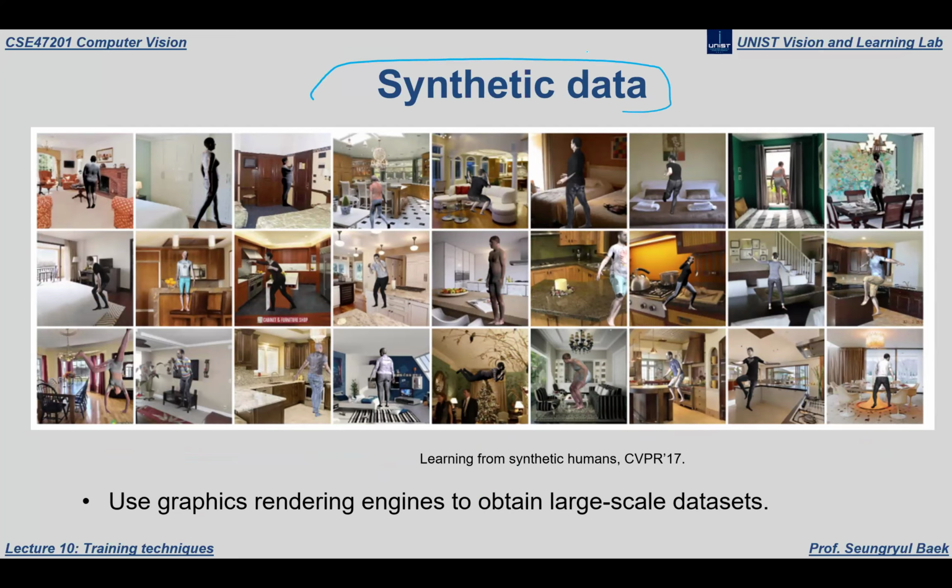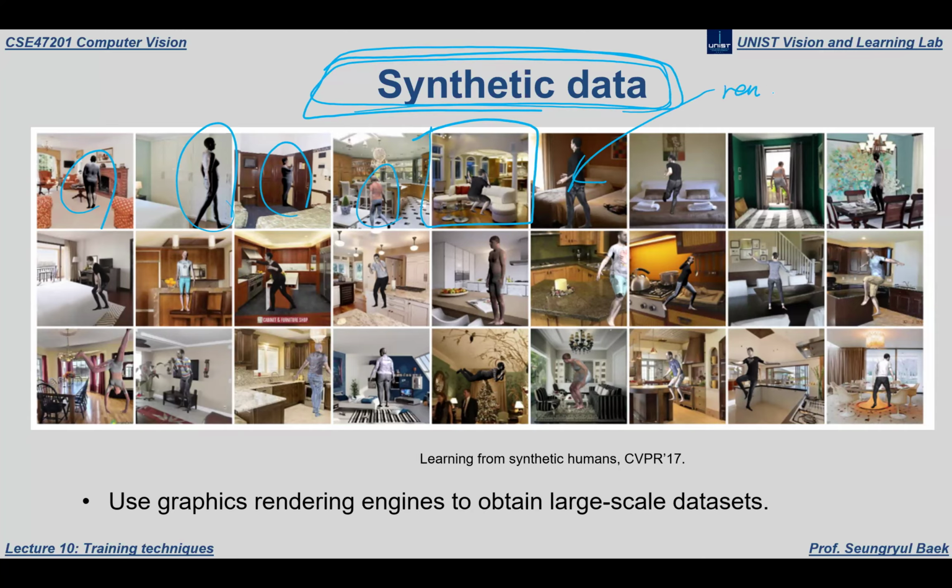Another way in the vision domain to easily augment the data is using synthetic data. This is the last topic, actually. You may see that these persons in the image are not real persons. We are not capturing this photograph by capturing some real person, but instead they are rendered from a graphics model. This is another way of collecting a large amount of data in the vision domain.